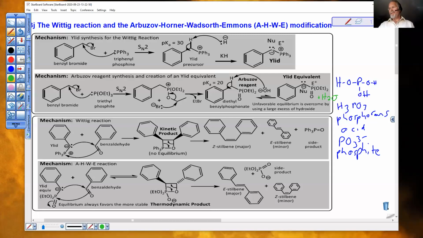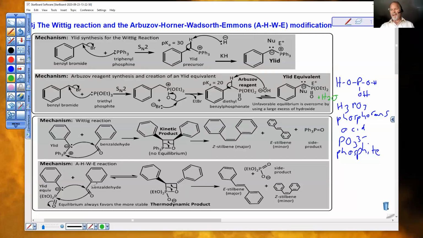You are set up to do your Wittig reaction with your ylid and your Horner-Wadsworth-Emmons reaction with your ylid equivalent here. In both reactions, the anionic carbon behaves like a nucleophile. No surprise, I hope. That's a principal focus this semester, using anionic carbons, isn't it? Grignards, organolithiums, acetylides, we've used them all. And they will be attacking the more positive portion of an aldehyde or a ketone.